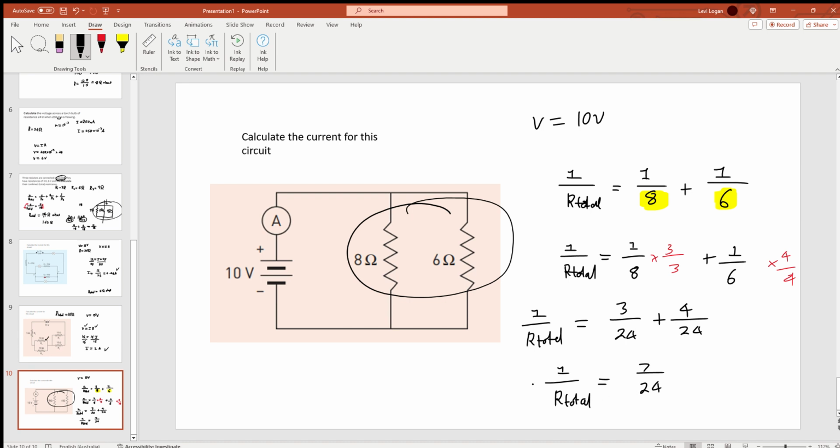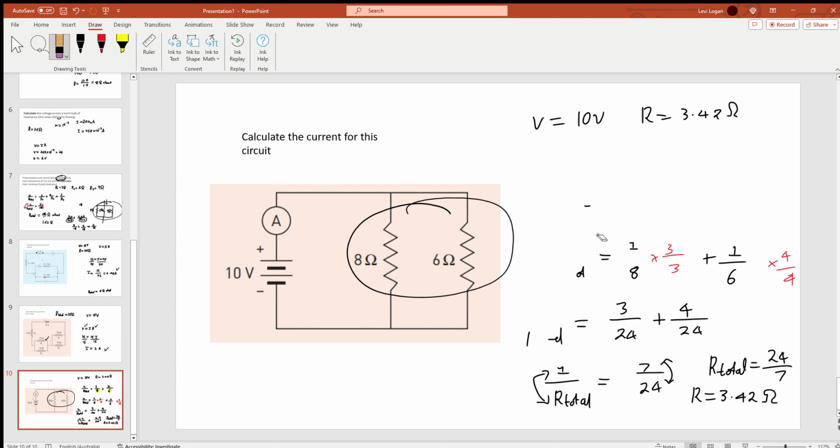Now what we've got to do is flip these. So you get R total is 24 on 7. If you wanted that as a decimal number, put that in your calculator. So 24 divided by 7 gives you 3.42 ohms as your total resistance. Okay. So now we know R is 3.42 ohms, and now we can use Ohm's law to work out the current for this circuit.